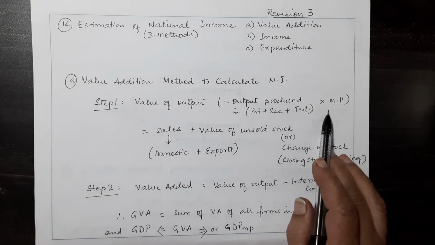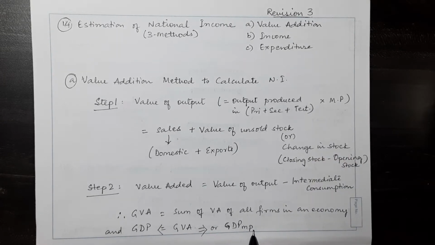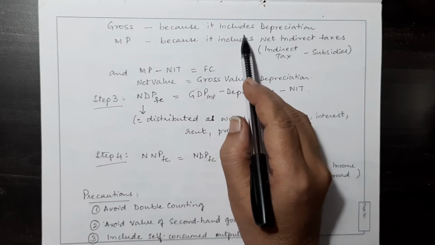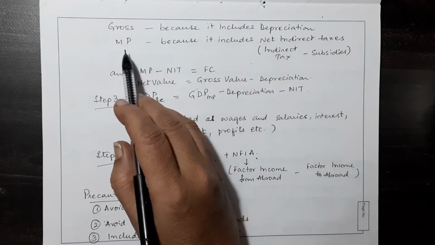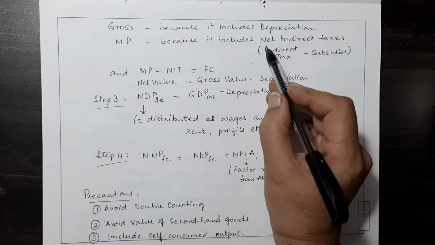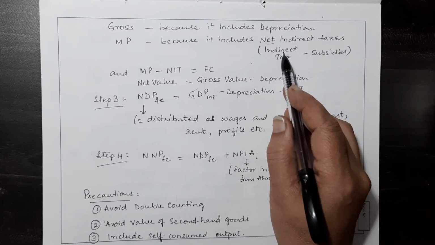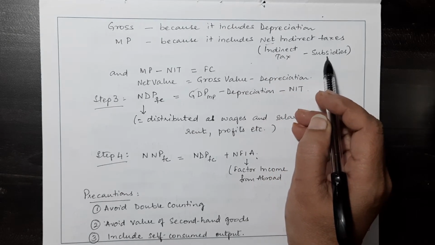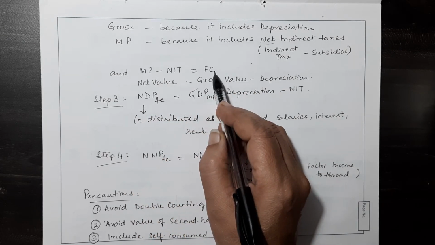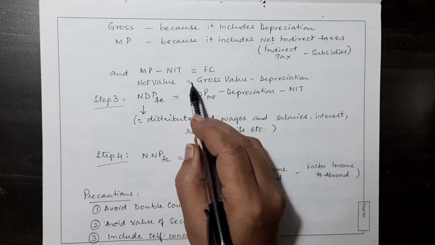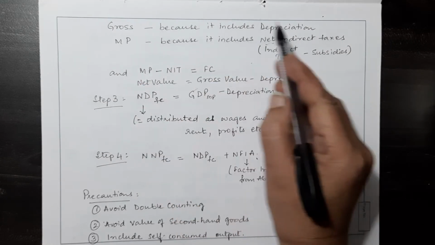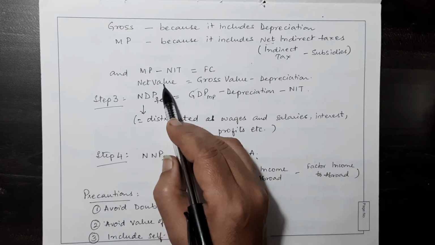Now since it is sold at the market price, we call it GDP MP, gross domestic product at market price. Now we call it gross because it includes depreciation, and it is market price because it includes the net indirect taxes. Net indirect taxes, why net value? It is the difference between the indirect tax and the subsidies. So market price minus the net indirect tax gives us the factor cost, and the net value will be equal to gross value minus depreciation. That is what we learn here. Gross because it includes depreciation. So if you remove depreciation, we get the net value.